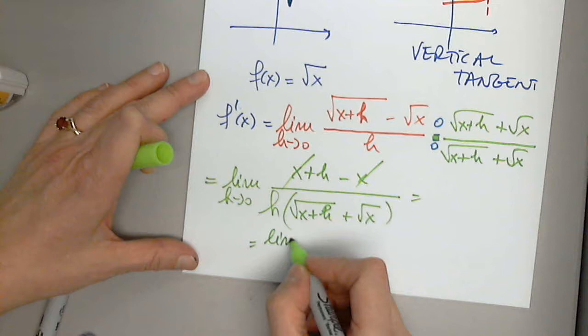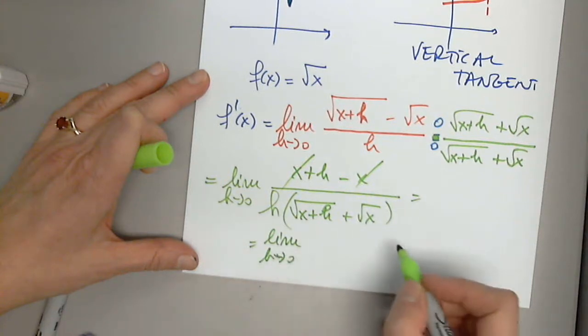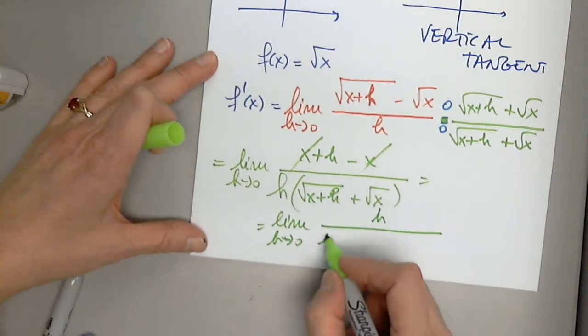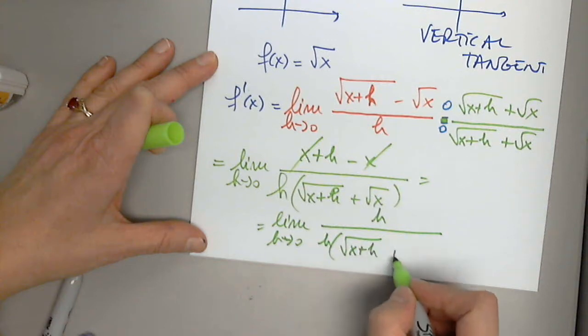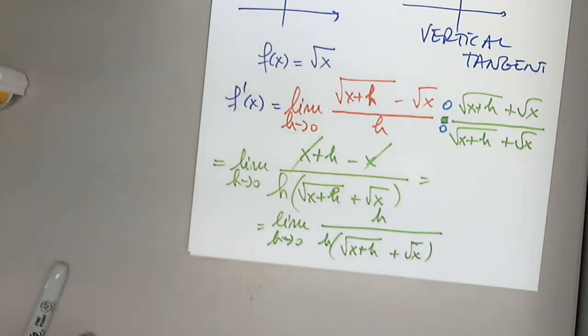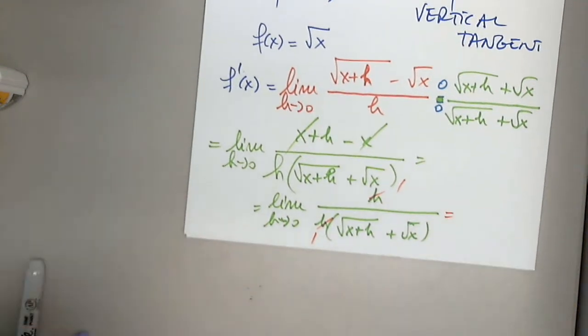Then limit as h approaches 0. h at the top, h over the square root of x plus h plus the square root of x. At this point, I get rid of this. I remember the second step has to happen. At this point, I can eliminate the limit operator. I can drop the limit operator and find the answer. So please tell me the final answer.